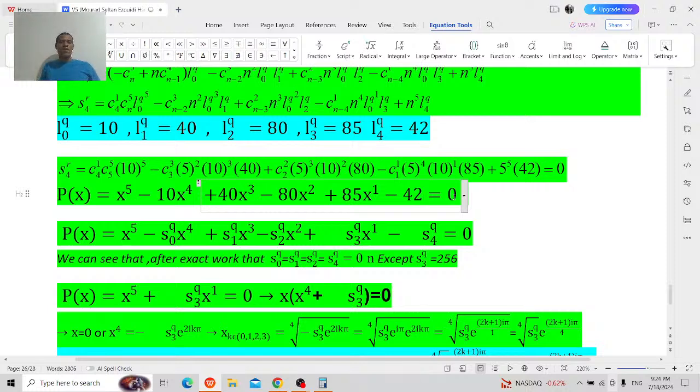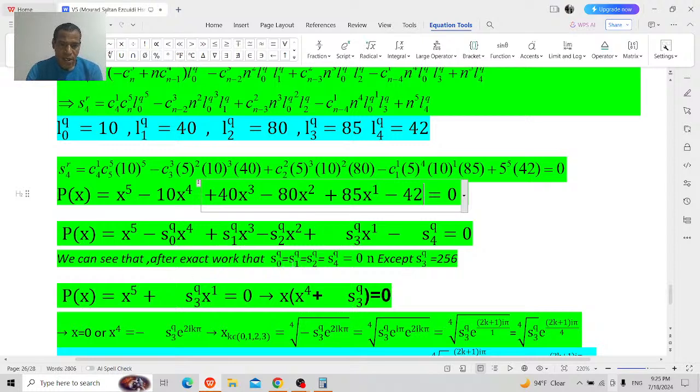After calculating the values of S0, S minus 1, S1, S2, S3, and S4, we are going to write our new polynomial, where the roots are called x roots. P(x) equals x raised to the power 5, minus S0 times q, x raised to the power 4, plus S1 times q, x raised to the power 3, minus S2 times q, x raised to the power 2, plus S3 times q, times x, minus S4.